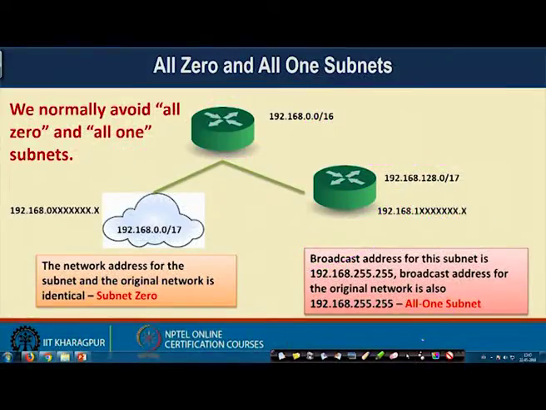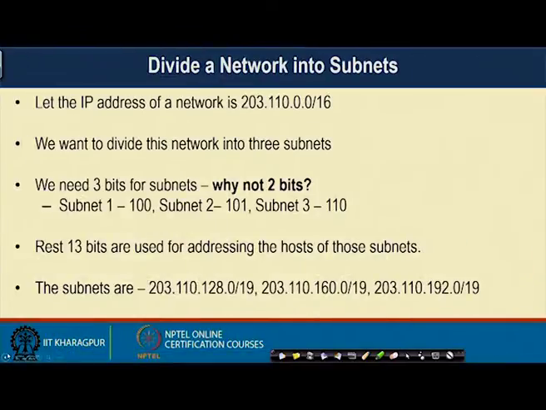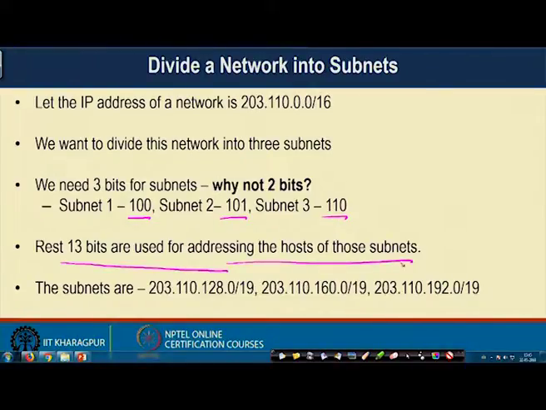So, in the previous case, if you are going to use 2 bits to denote 3 subnets, then you have to use 00 as a part of the subnet or 11 as a part of your subnet IP. So, you do not want to use that, to avoid the all zeros and all ones subnets. So, you need to use 3 bits for creating these subnets. Now, if you use 3 bits for the subnet, your subnet 1 can have 100, subnet 2 can be 101, subnet 3 can be 110, and the remaining 13 bits can be used for addressing the hosts inside those subnets.